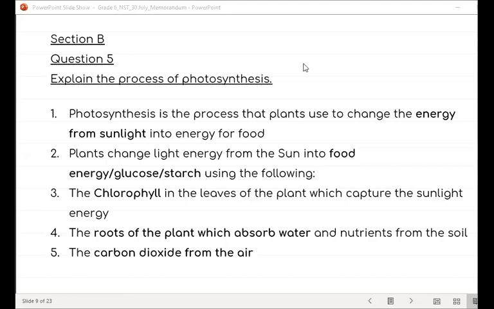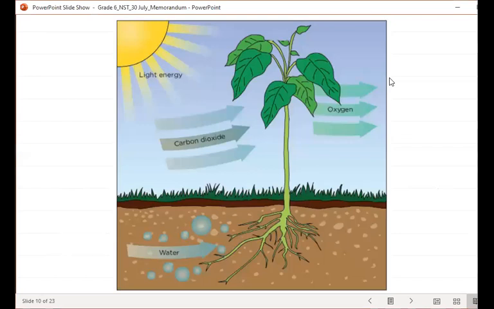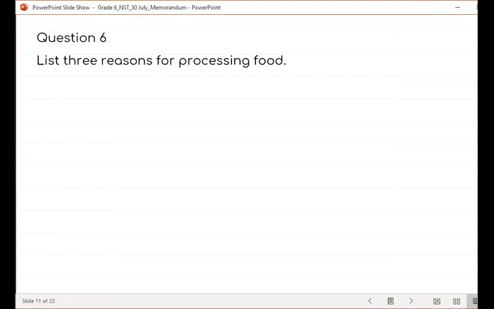Okay, next question. You're going to answer the next question. I think it's question 6. Here we just have a summary of photosynthesis, guys. I think you would remember this picture from our revision class, where we showed this picture talking about the light energy, the carbon dioxide, the oxygen which is released, and the water which is absorbed. All right. Question 6, list 3 reasons for processing food. Please see where you can enlighten us with the answer for question 6.